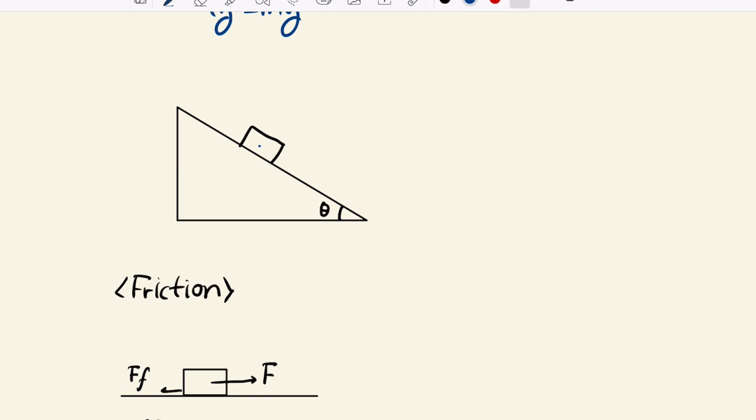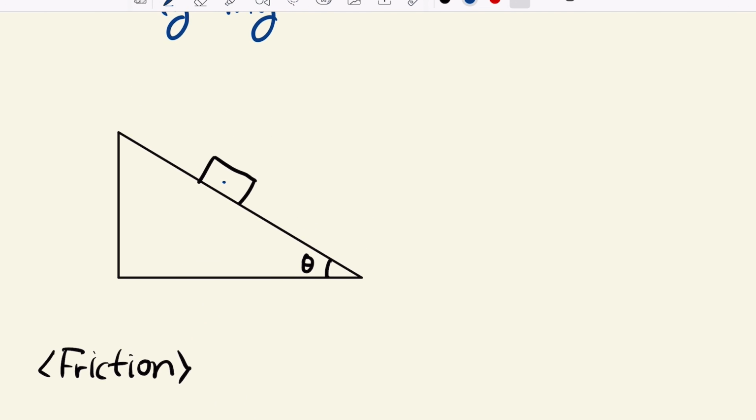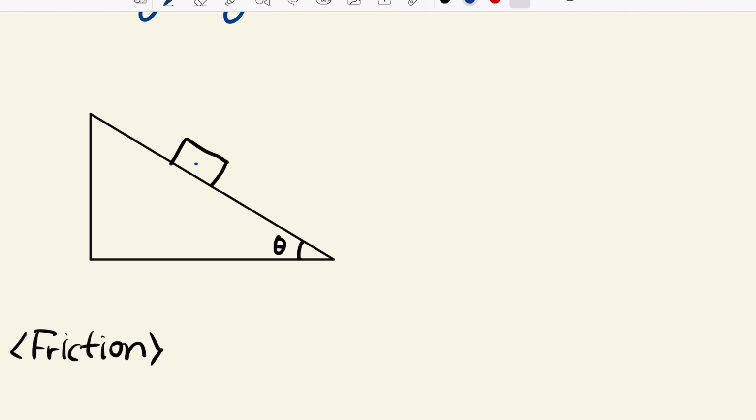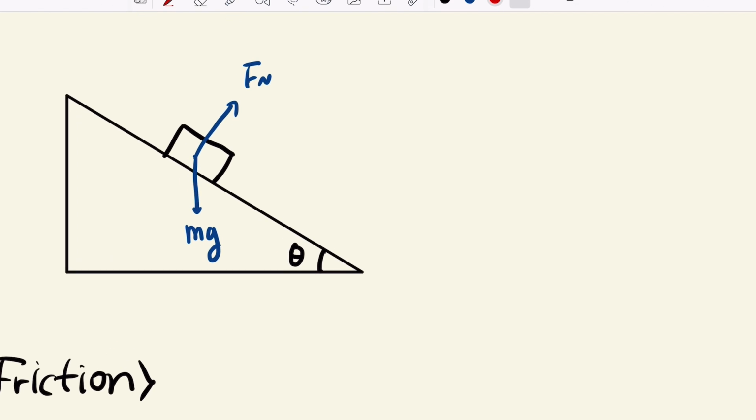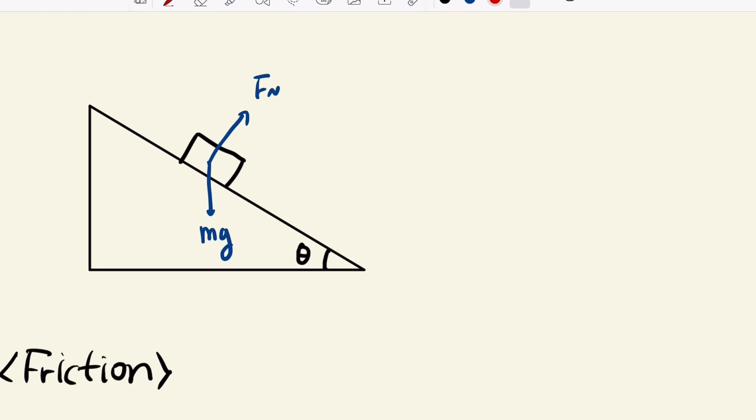So the next example is an inclined surface. So here, that would be the mg, and that would be the Fn, because we always know that the normal force is perpendicular to the surface. So to solve this problem, we're gonna decompose this vector mg. So that vector mg is equal to that vector and that vector.